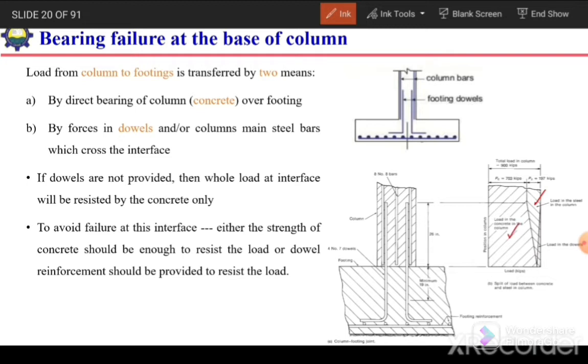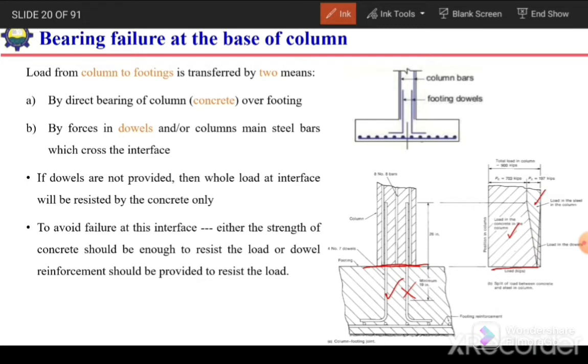So the fraction or the portion of the load which is resisted by the concrete continues to increase, and at the face of the support most of the load, or the total load, is carried by this concrete. If we don't have any dowel reinforcement, then the total load at the interface of the column and footing will be resisted by the concrete. So in that case our concrete should be strong enough to bear the applied load, or otherwise we need to provide this dowel reinforcement so that some part of this load is resisted by the dowel reinforcement.